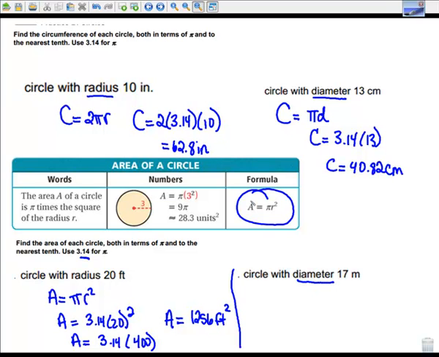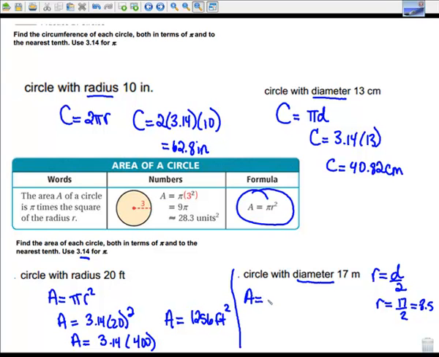Okay, here they give us the diameter. I do not have an area formula for a circle with the diameter, so I'm going to have to change the diameter into radius. Remember, the radius is the diameter divided by 2. So I'm going to calculate that. It's going to be 17 divided by 2, which is 8.5. So my radius is 8.5.